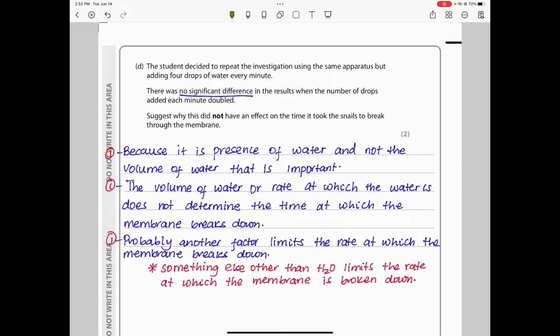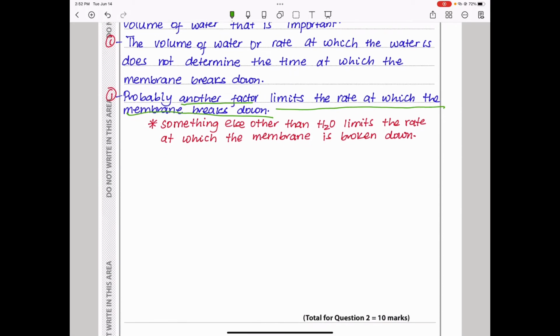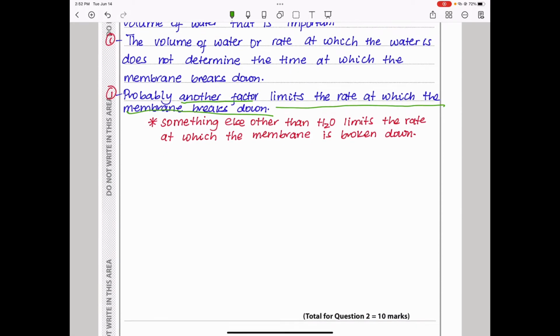So here I say it probably another factor limits the rate at which the membrane breaks down. So something else, meaning it could be multifactorial. This brings us to the end of question 2.